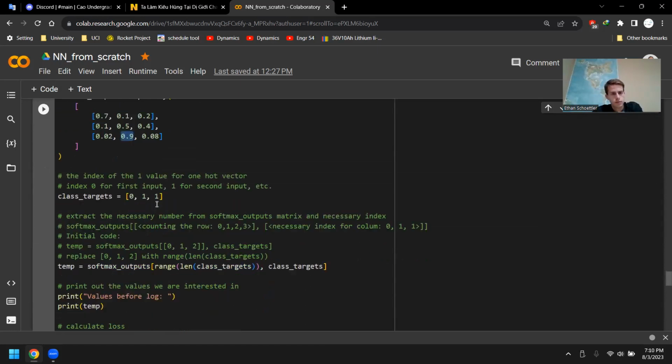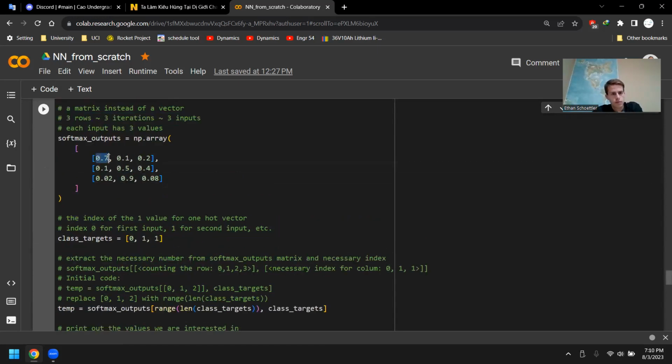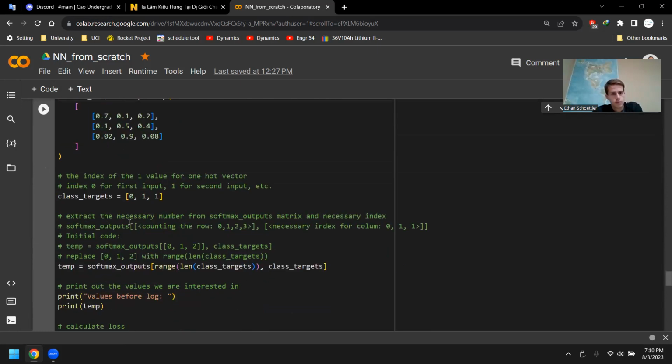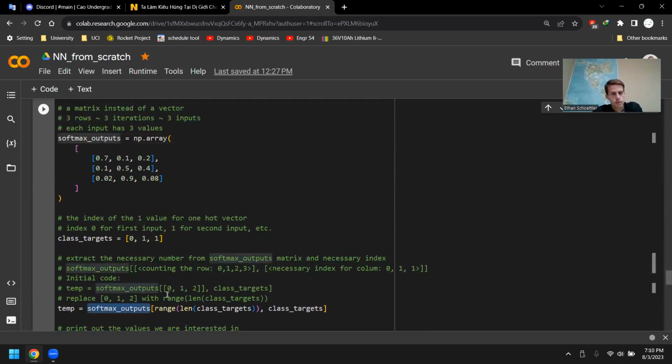Next, I want to extract the values that I'm interested in from this softmax output. The way I do this is I take the softmax output, and this is simply an index thing, because the softmax output is a matrix, and you can index a matrix with x and y values, so it is row and then column. The first one is row, and for row it looks complicated, but it's simply 0, 1, 2.